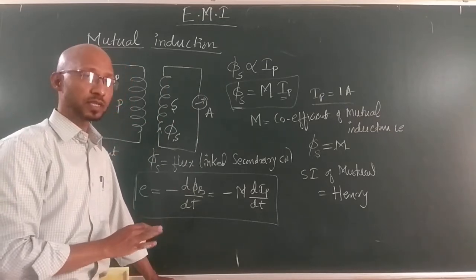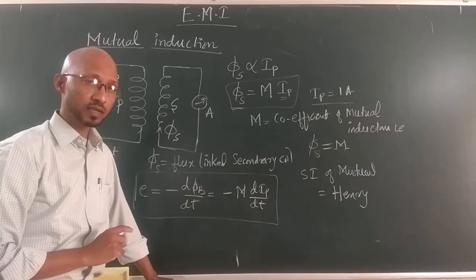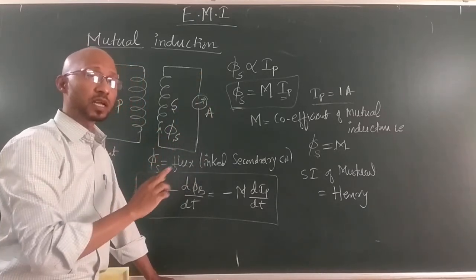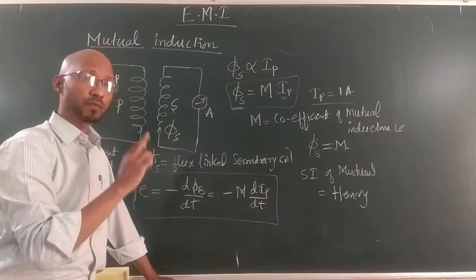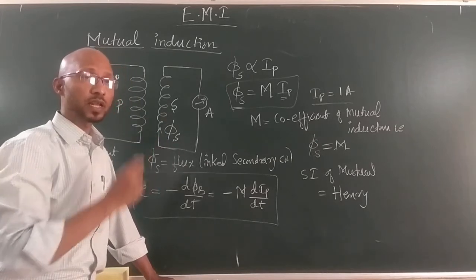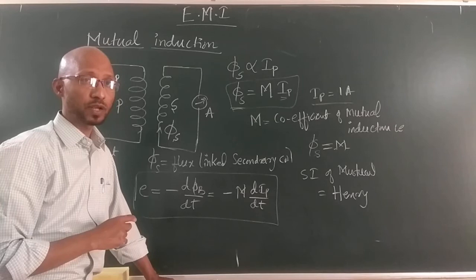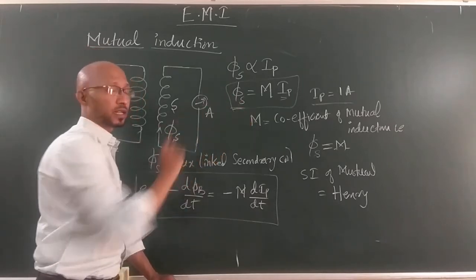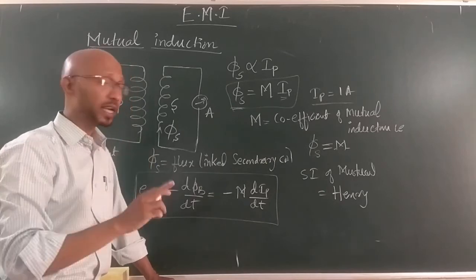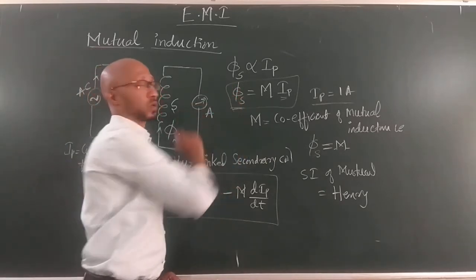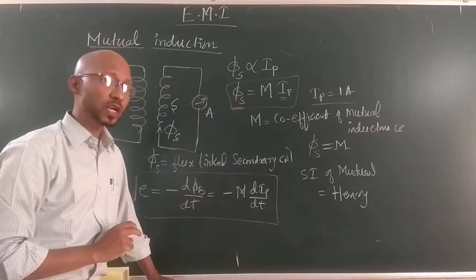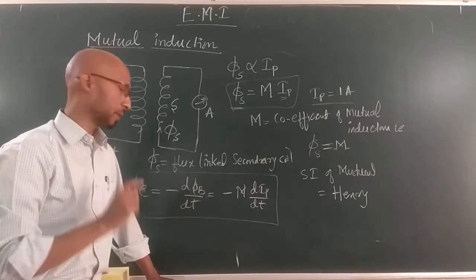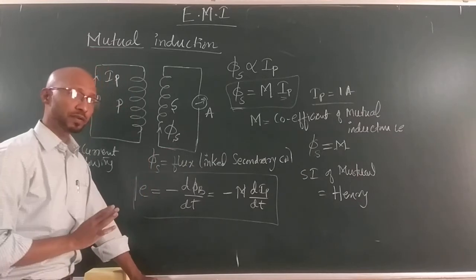Now, understand the definitions of mutual inductance. First, it is a phenomenon of induced EMF in one coil due to the rate of change of current flowing in a nearby coil. Next, the mutual inductance is numerically equal to the flux linked with the secondary coil when a unit current flows in a primary coil. Now you can understand these three definitions.